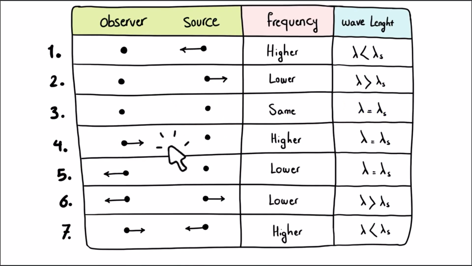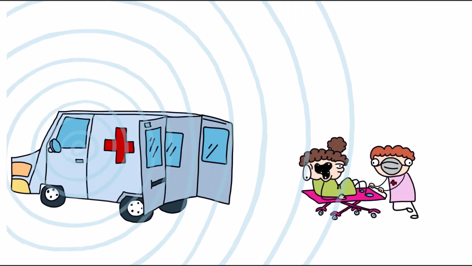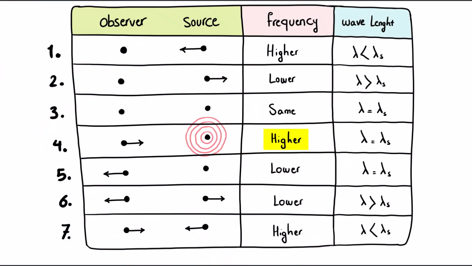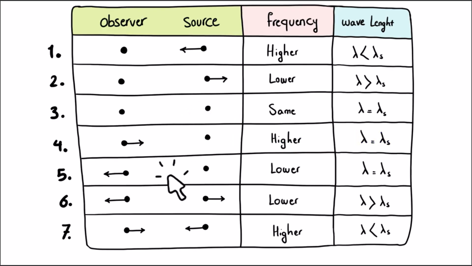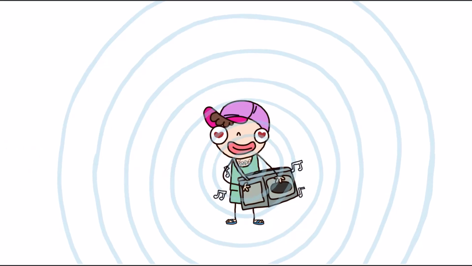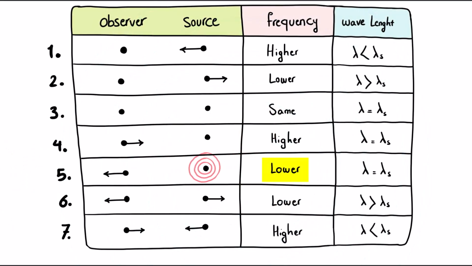Case 4. Observer is moving toward the source. Source is still. Frequency increases. Higher pitch. Wavelength does not change as the source is not moving. Case 5. Observer is moving away from the source. Source is still. Frequency decreases. Lower pitch. Wavelength does not change.